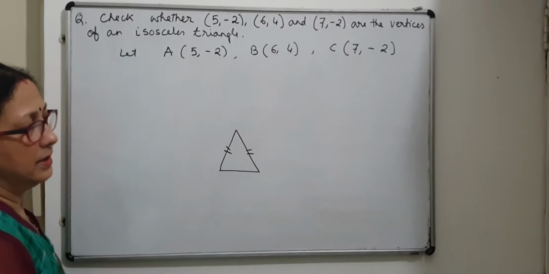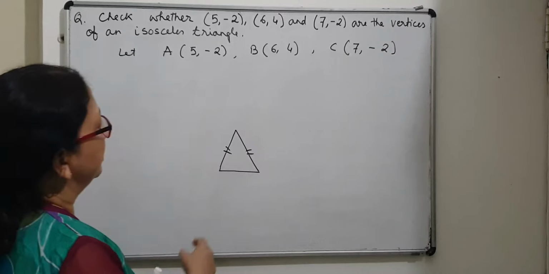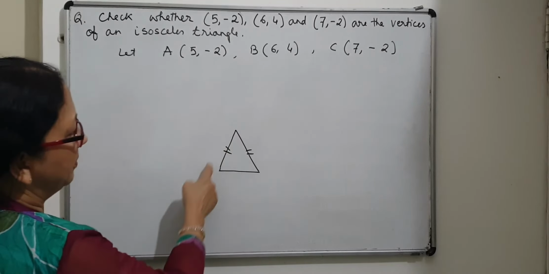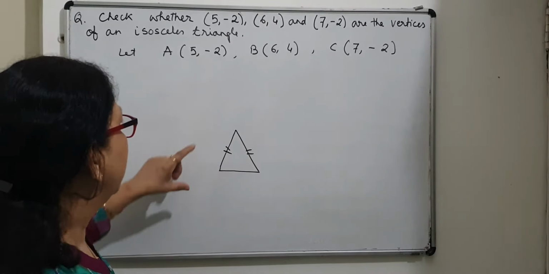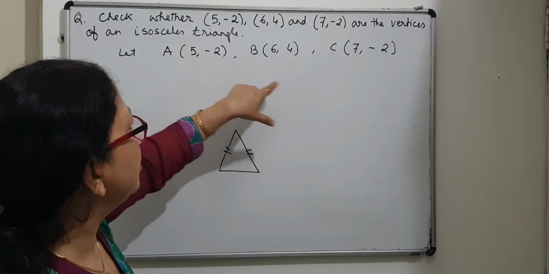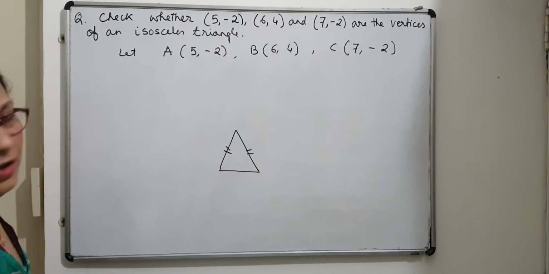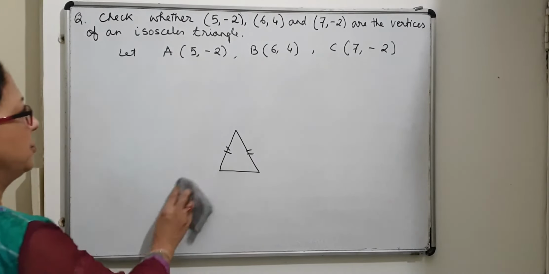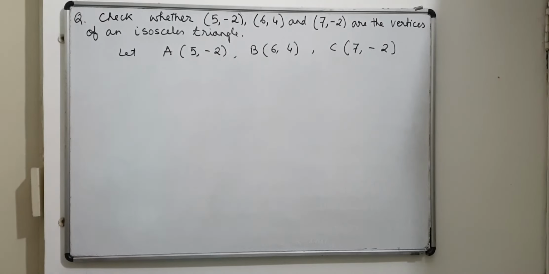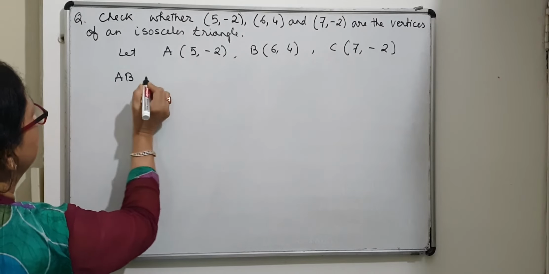2 sides are equal. I don't know what the names of the vertices are, but simply I know that 2 sides will be equal. So that means the distance between some 2 pairs of points has to be the same, then only it will be an isosceles triangle, otherwise not. So that's why I don't have to draw a diagram, simply I have to find out the distance between pairs of points. So let me first find out AB by distance formula.